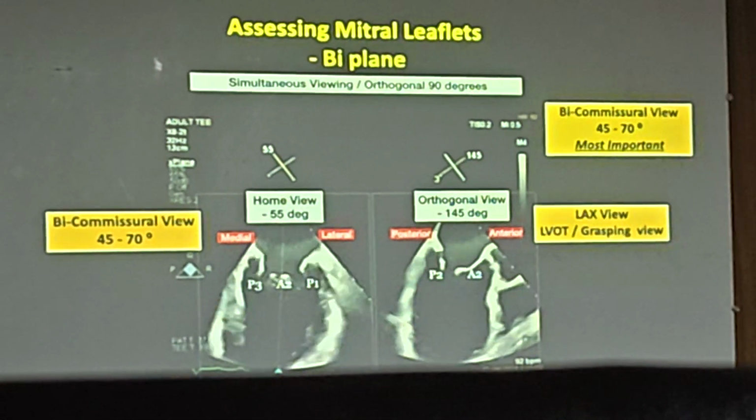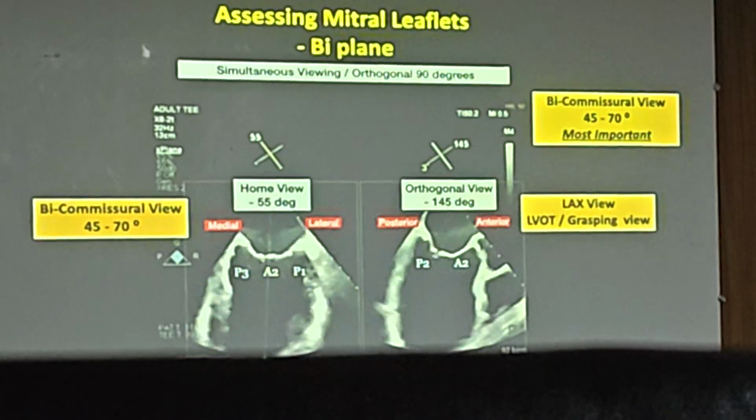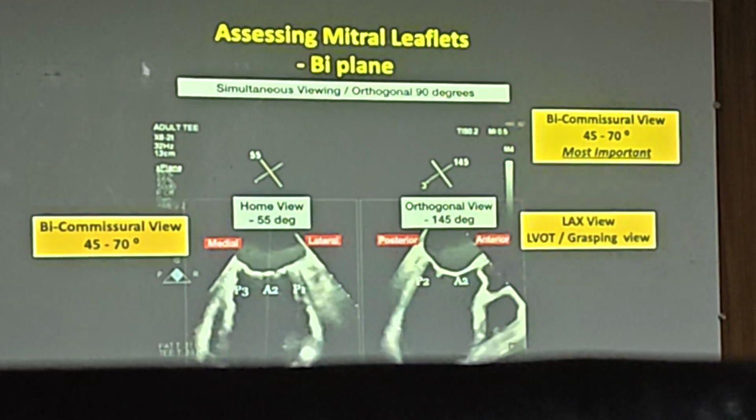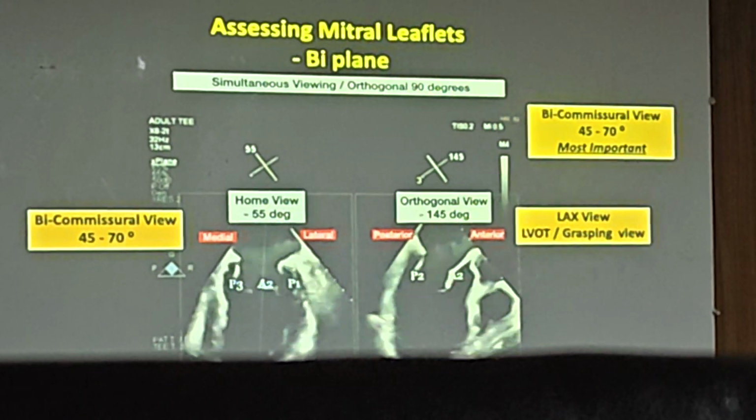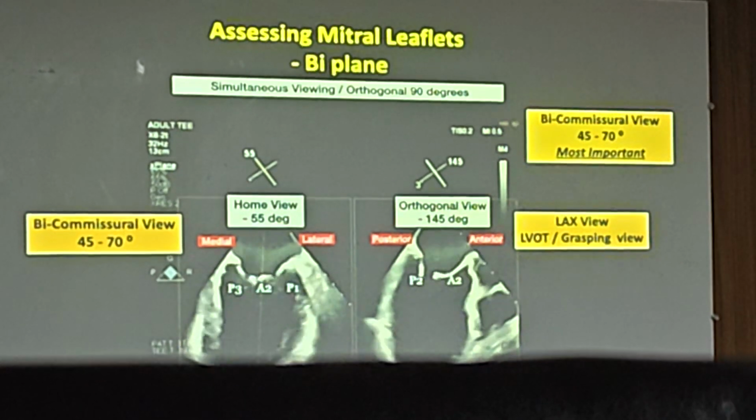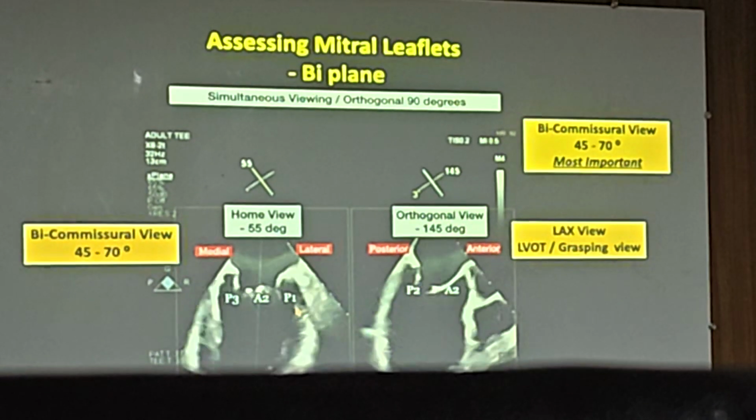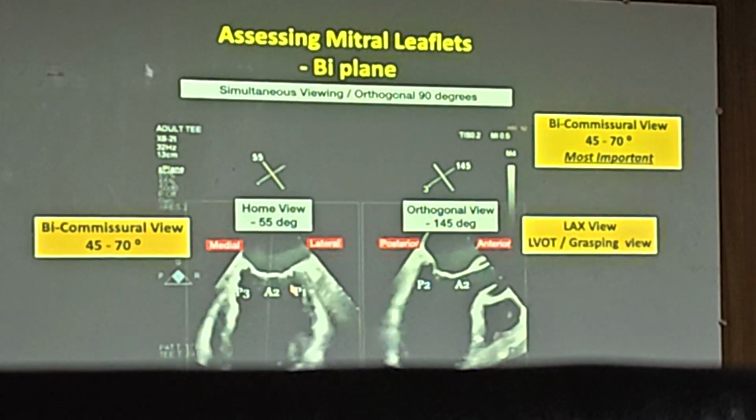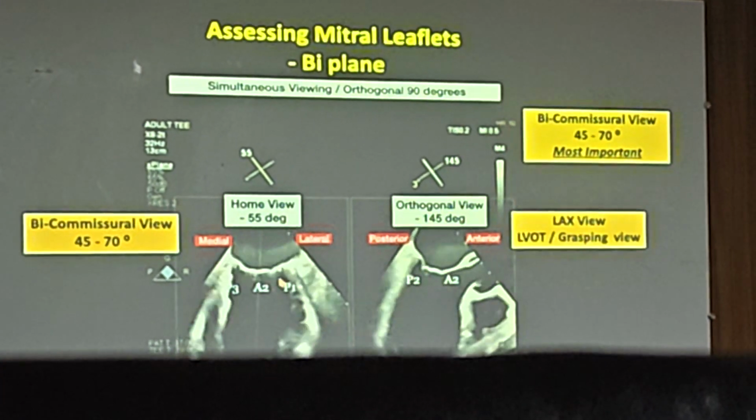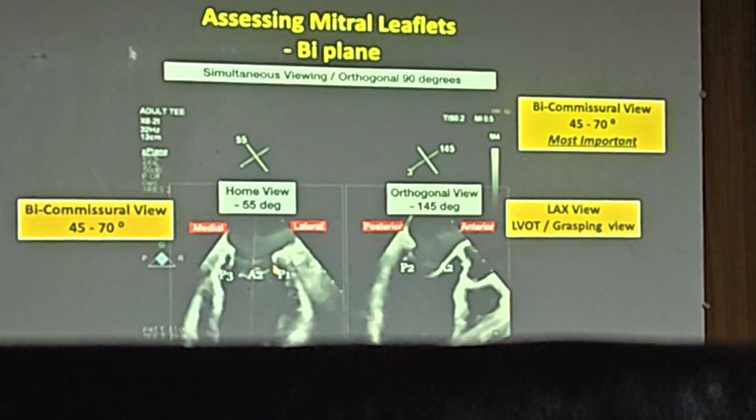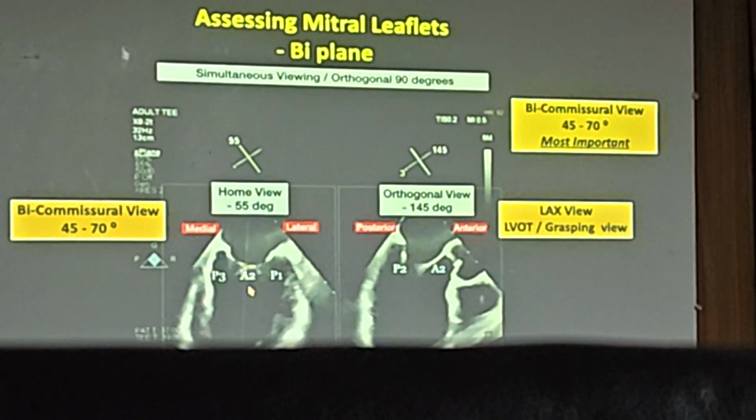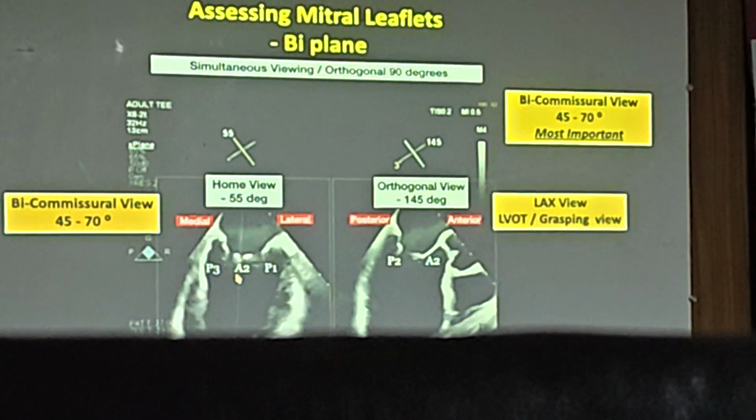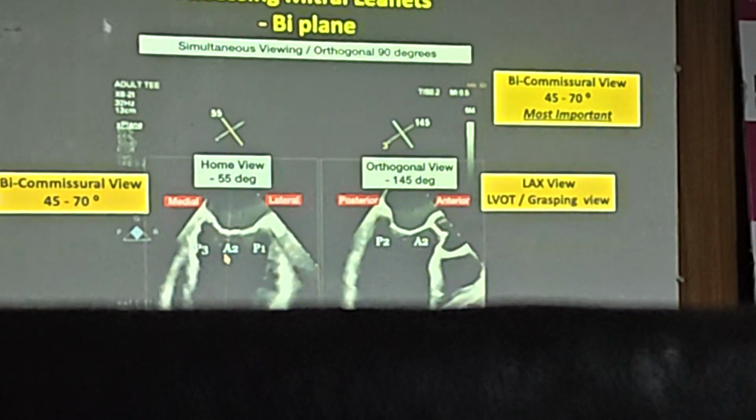Then the understanding of the most important view, the bicommissural view. When you see images like this, it's great, but not all patients are going to be like this. Sometimes you have very difficult windows, even in TEE. So what is a good bicommissural view? When the two segments, P1 and P3, are equal in length to each other, you have a reasonable bicommissural view, and ideally you should see both the papillary muscles and the chordae. That's the classic textbook bicommissural view.